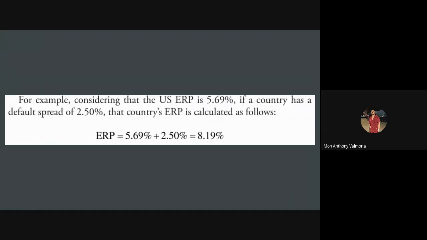And the last one, for example, considering that the US ERP is 5.69%, if a country has a default spread of 2.50%, the country's ERP is calculated as follows. So just add 5.69 and 2.50, we get the ERP of 8.19%.